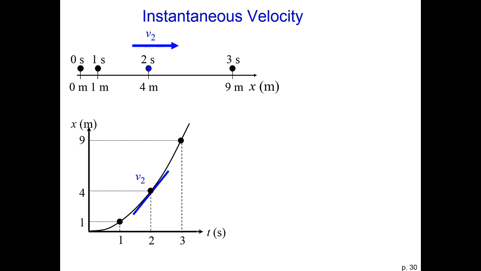So we're also going to want to figure out the velocity at a particular time and not just the average velocity. So this is kind of like the speedometer in your car. It tells you how fast you're going at that instant, and we'd like to know the velocity of the object at that instant. So how do we do this without calculus?